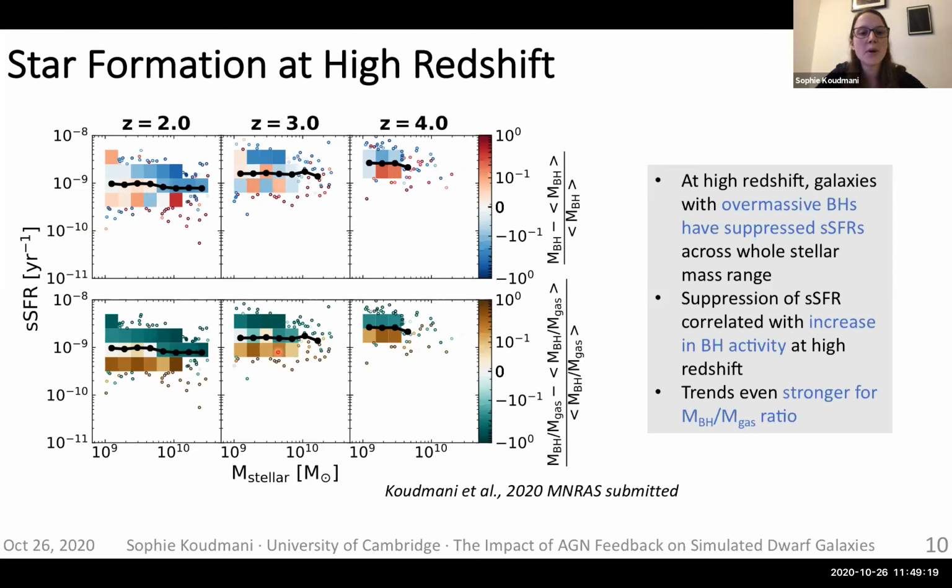And this effect is even more clear if instead of above average black hole masses, we consider above average black hole mass to gas mass ratios here in the lower panel, where brown stands for an above average black hole mass to gas mass ratio, and this is clearly correlated with suppressed specific star formation rates. So here at high redshift, the black hole is really able to drive the gas out of the galaxy and contribute to quenching.